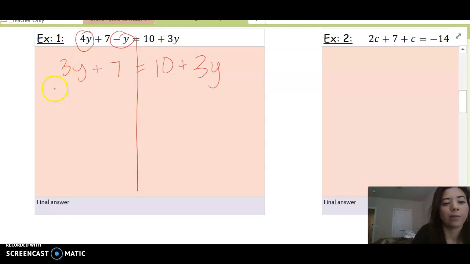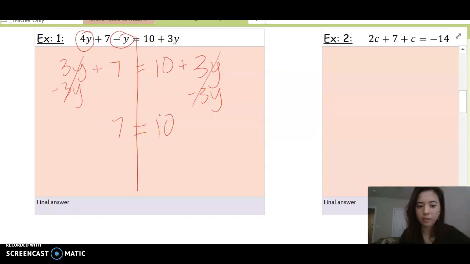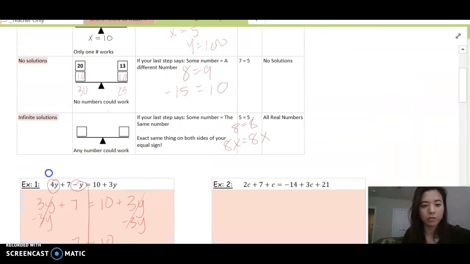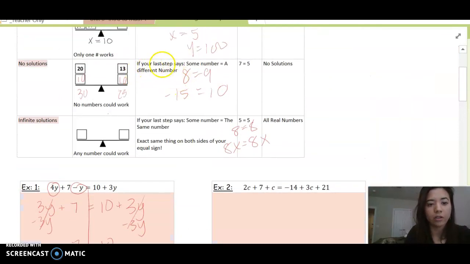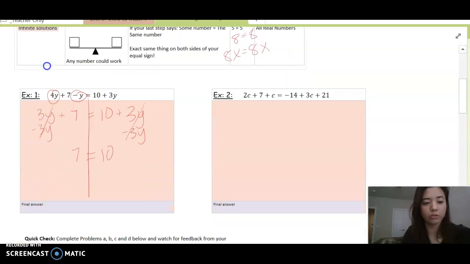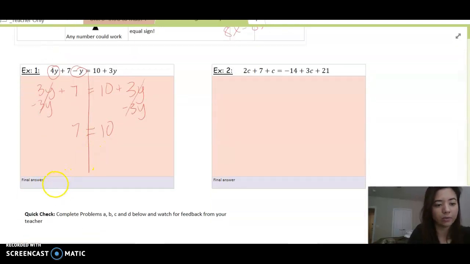So I'm going to subtract 3y, subtract 3y, cancel. Oh, but I have a 3 and a minus 3y over here too, so those are also going to cancel. And I'm left with 7 equals 10. And if you look from up above, when I have a number equals a different number, that means no solution. So this here, my final answer would be no solution.